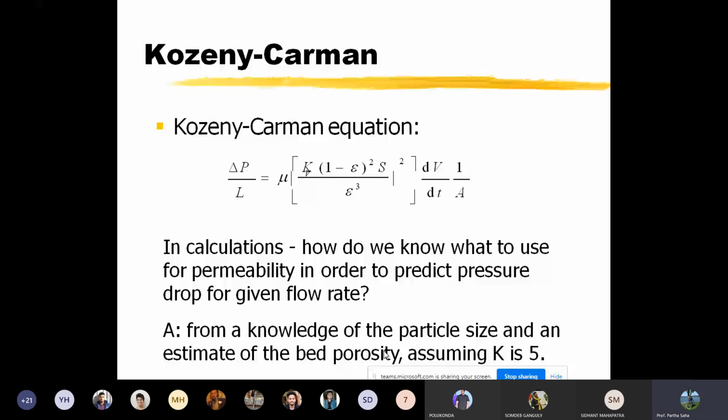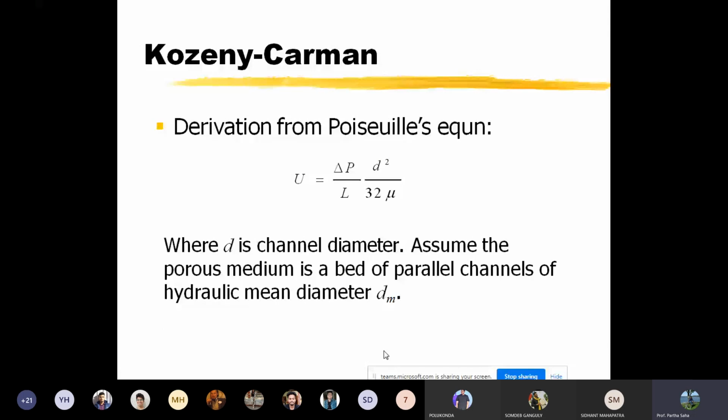So I think I have derived the expression that U equals del P by L times d square by 32 mu. If you remember, this was the Hagen-Poiseuille equation that we discussed for the pressure drop through a laminar fluid flow, right? We have discussed it in our class. So how do we derive it? Here D is the diameter of the channel. Assume the porous medium is a bed of parallel channels of hydraulic mean diameter. D was considered for one spherical particle. Now if many particles are there, we can consider it a porous medium, a bed of parallel channels of hydraulic mean diameter dm.